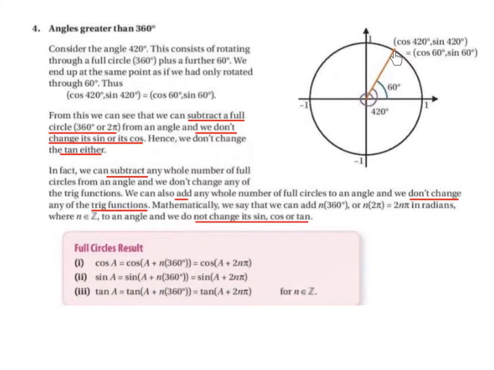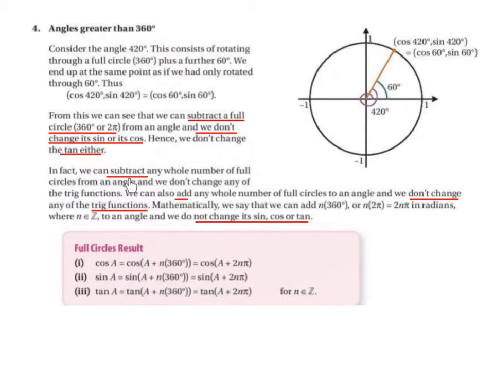So this point here on our unit circle is cos 420 degrees, sine 420 degrees, but it is also cos 60 degrees, sine 60 degrees. From this we can see that we can subtract a full circle, which is 360 degrees or 2 pi, from an angle, and we don't change its sine or its cos. Hence, we don't change the tan either.